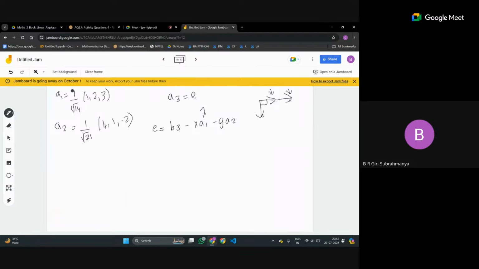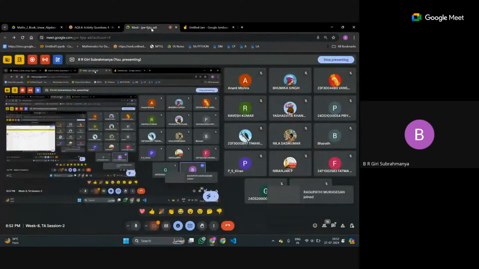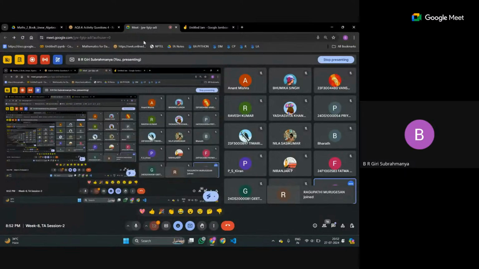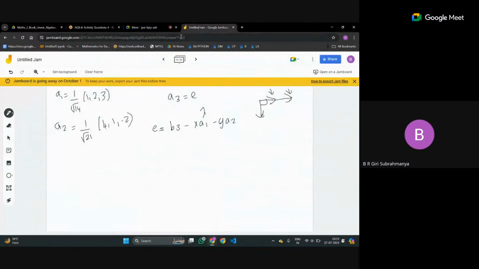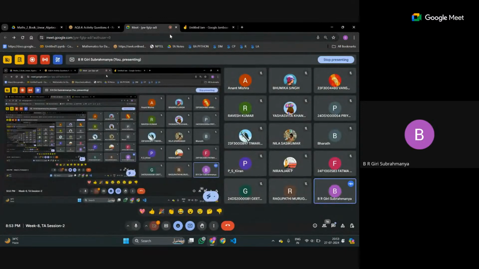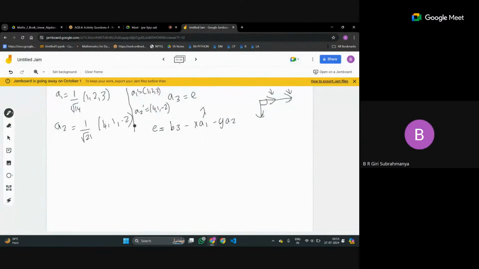So we can take out 1 by root 14, 1 by root 21 and all. At the end, we can just find the norm and we can get the unit vector form of this. So let us not take A1. Let's have A1 dash, which is equal to 1, 2, 3. And let us have A2 dash, which is equal to 4, 1, minus 2. Hope everybody is okay with what I told right now, right? Yes. This is for simplicity of calculation.